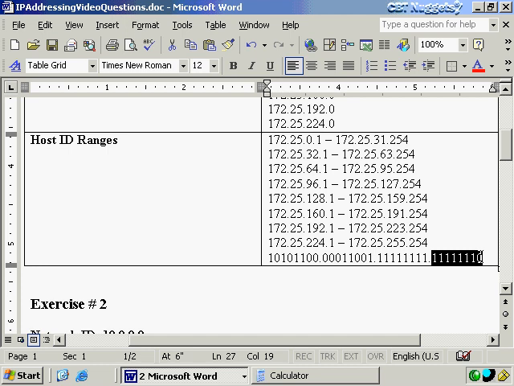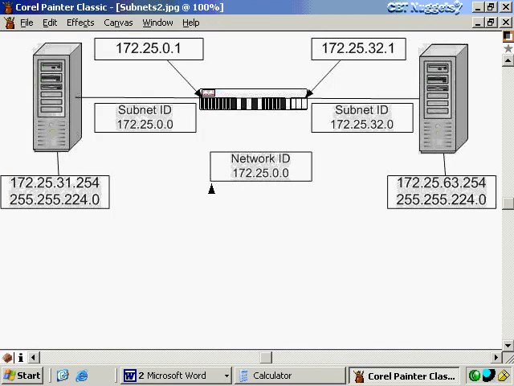Now let's go ahead and take a look at how this might look in a physical network. Now here we've got a network ID of 172.25.0.0, two networks that we're dividing up here with this router in the middle. And our first subnet ID, remember, is always going to match our actual network ID, so it's 172.25.0.0. And then the first available IP address, all zeros and then a 1, would be 172.25.0.1. And I just assigned that to the router interface, which is common. But you don't have to, but that's what I did here.